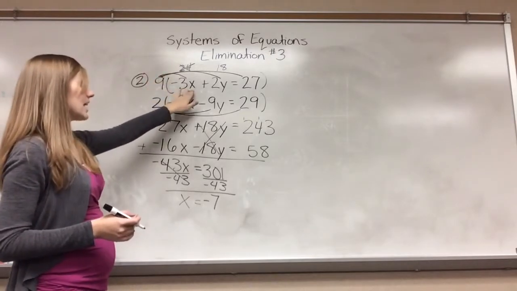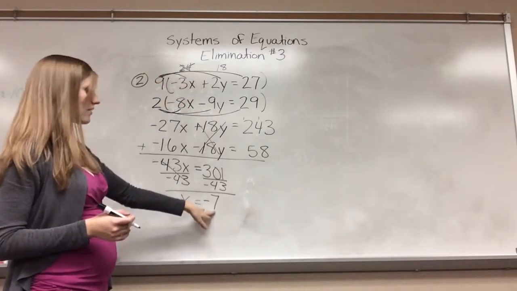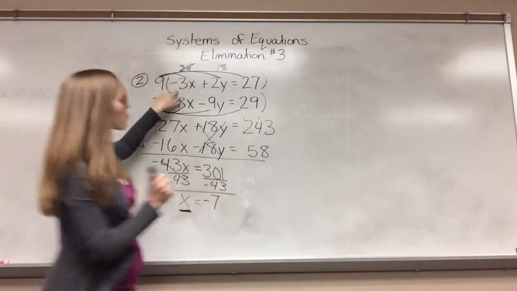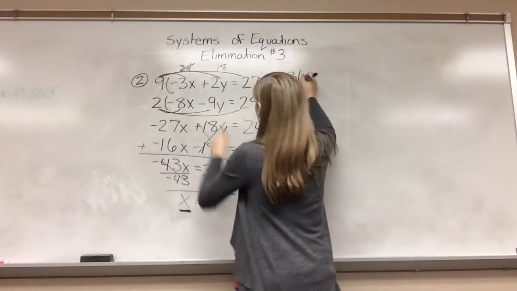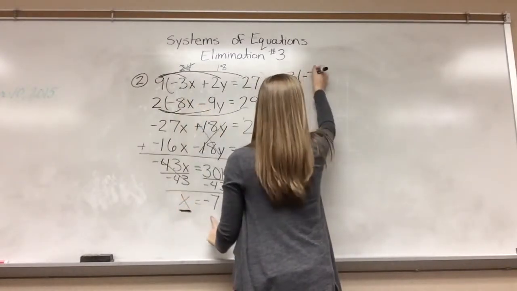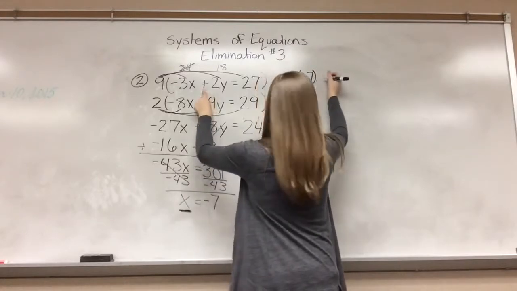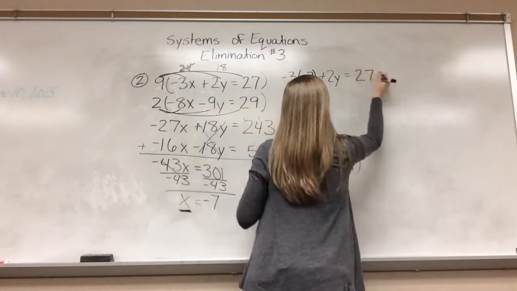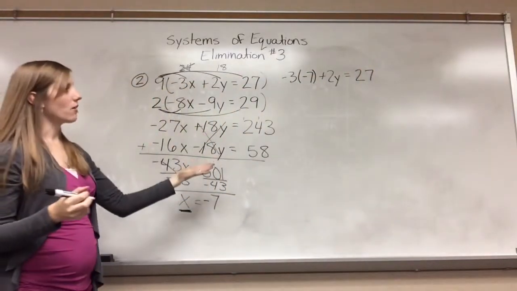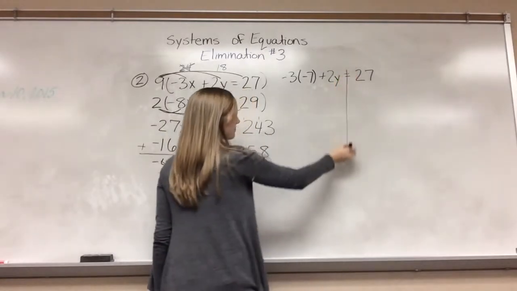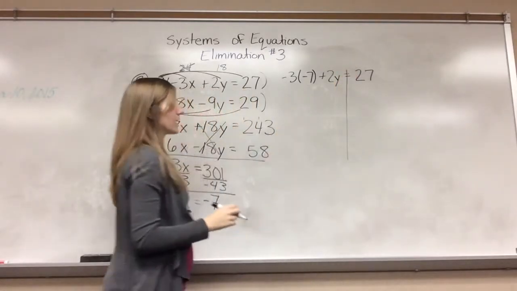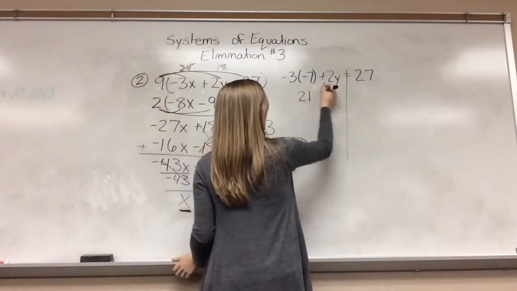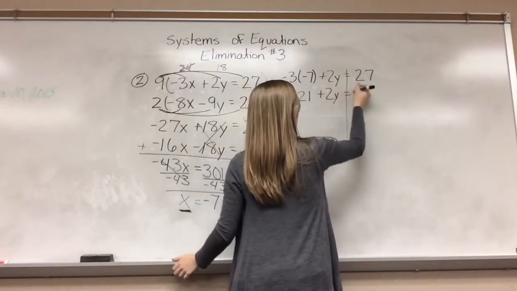What I need to do is take out the x, and I'm going to put negative 7 in its place. Remember, always put it in for the letter it's equal to. So I'm going to have negative 3, but instead of x, I'm going to put negative 7 plus 2y equals 27. So now I just solve for y. So to solve this for y, I need to go ahead and do my multiplication. Negative 3 times negative 7 is a positive 21 plus 2y equals 27.